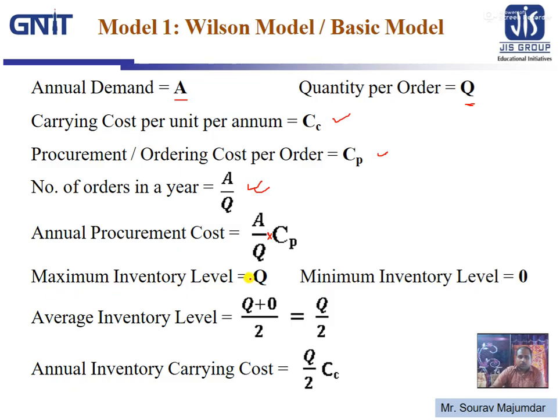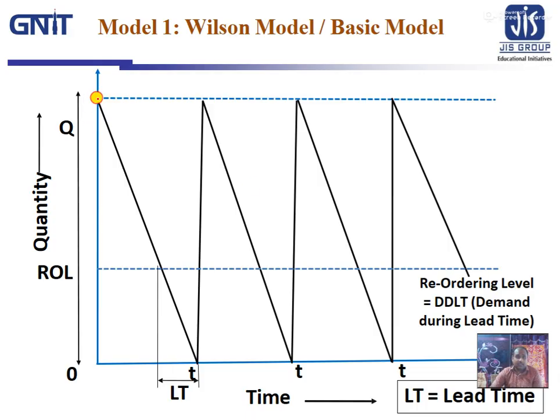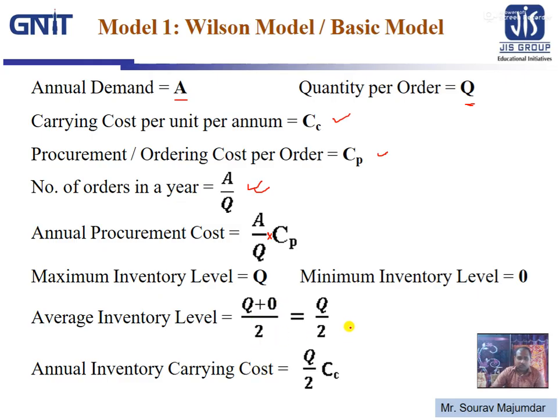Now the maximum inventory level is Q and the minimum is 0, as you have seen here. So what is the average? The average is Q plus 0 by 2, that is Q by 2. Q by 2 is the average inventory level. So what is the inventory carrying cost? That is the average inventory level into carrying cost per annum, that is Q by 2 into CC. In that way we will calculate the total carrying cost.